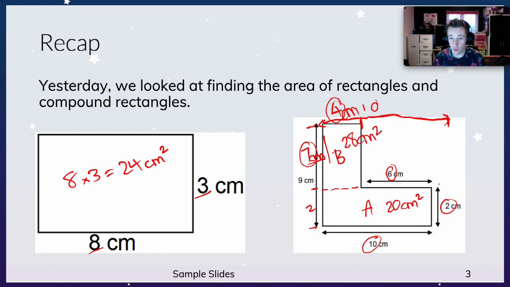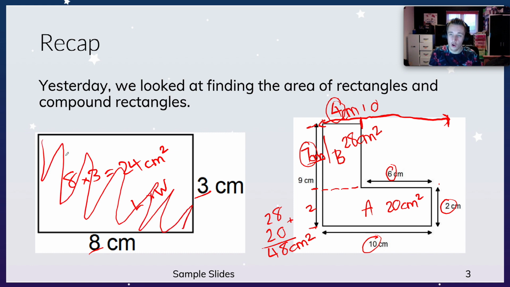When I've got my 2 rectangles and I've got the area of both of them, I then add them together. So I would do 28 add 20, which would be 48 centimetres squared. That's what we do when working out the area of rectangles and compound rectangles. So remember, to find the area of a rectangle, we do the length times the width. And that's going to be important for what we're doing today, because today we're looking at finding the area of triangles, particularly right angle triangles.